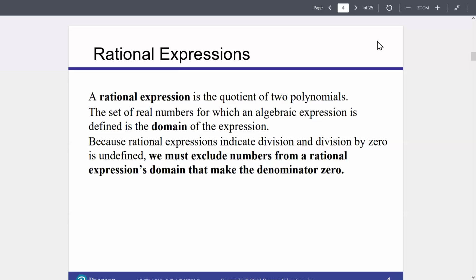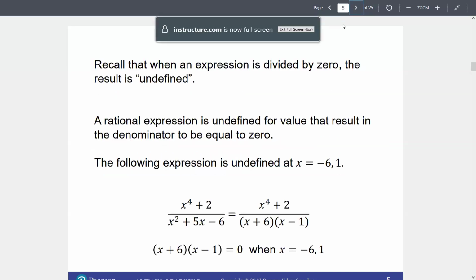So a rational expression is the quotient of two polynomials. The set of real numbers for which the algebraic expression is defined is called the domain of the expression. We all know what a domain is, and we did domains of rational expressions way towards the beginning of this course. Because rational expressions indicate division, and division by 0 is undefined, we can't divide anything by 0. We must exclude numbers from a rational expression's domain that make the denominator 0. Like I said, this is a review of something we had done already.